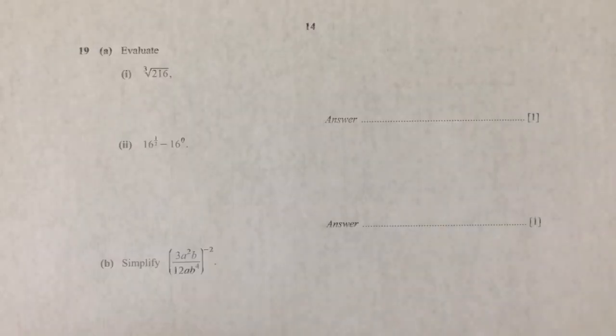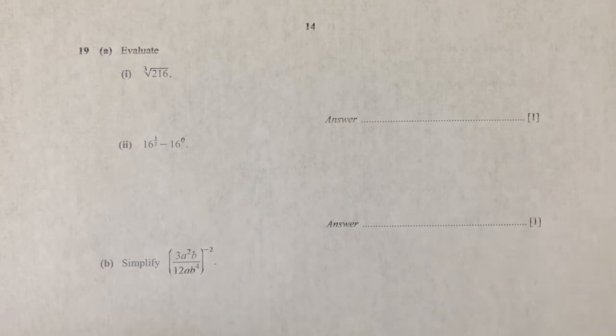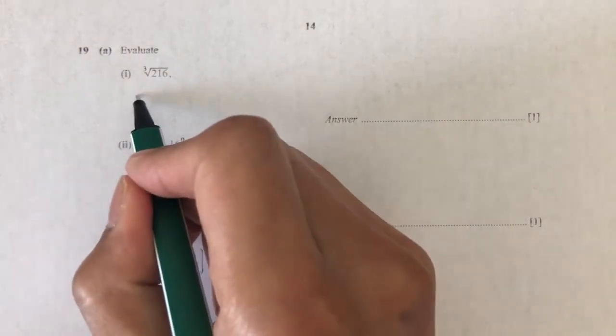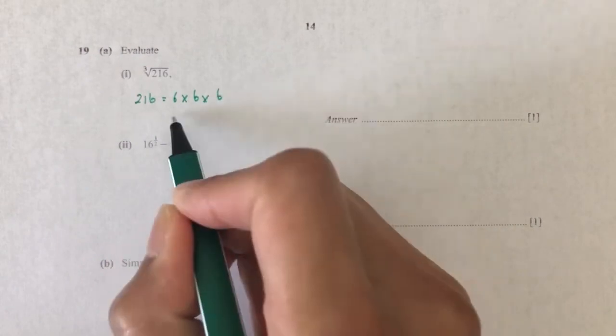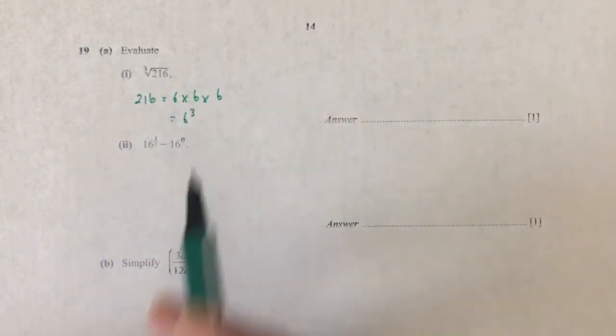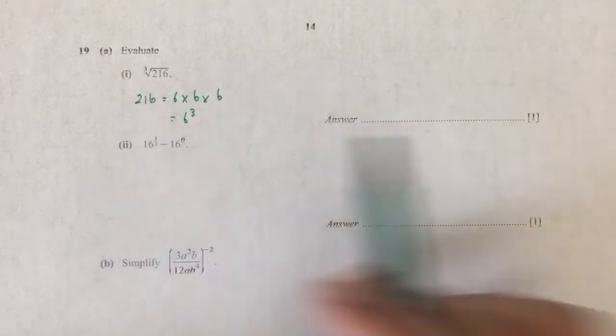Question number 19, part A. This is indices. Evaluate cube root of 216. So I know that 216 is equal to 6 times 6 times 6. So 6 cubed. I know this, but if you don't know this, that's okay. You can always find the prime factors of 216.